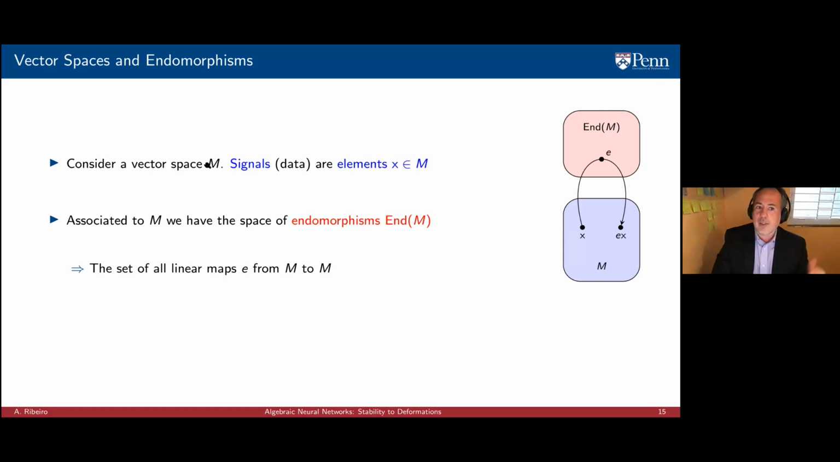Suppose that we are given here a vector space M. This is where signals live. So signals are elements of a vector space. This could be a vector in Rn. It could be a function in L2, a function defined on a manifold, whatever. Just a vector space. Now, associated to the vector space, you have a space of endomorphisms. These are the maps that take you from one element in the vector space to another element in the vector space, and that transformation is linear.